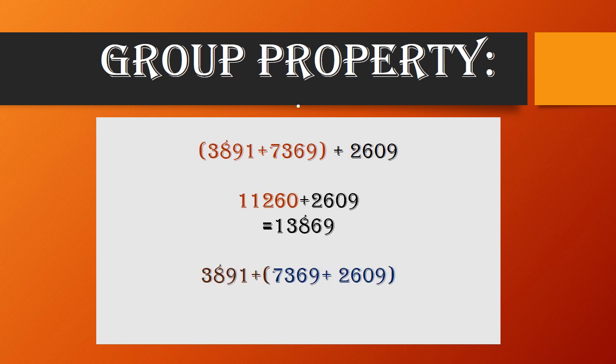3,891 is left out and the other two numbers are grouped together, that means added first, and their sum is 9,978. When it is added, I am getting the same answer, that is 13,869. That means in addition, the group property is followed.